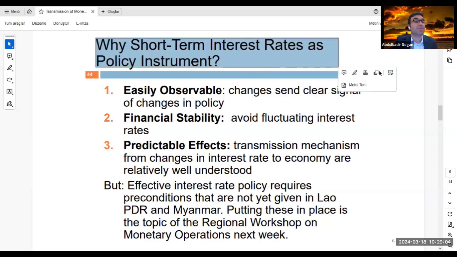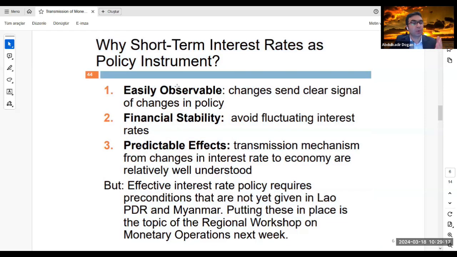Why short-term interest rate as policy instrument? Why is the short-term interest rate used as the policy instrument, but not the longer interest rate? There are basic reasons for this, but four of them are these. Easily observable: a change sends a clear signal of change in policy, because the central bank has ultimate control on the short-term interest rate. It can be easily observed. And financial stability: avoid fluctuation in interest rate. Short-term changes are small, but longer-term changes are volatile. So if I am also trying to maintain financial stability in the market, small changes in the short-term interest rate can directly change the longer interest rate in the market as well. For that reason, I should focus on the short-term interest rate, because its financial stability effect is also observable in the market.